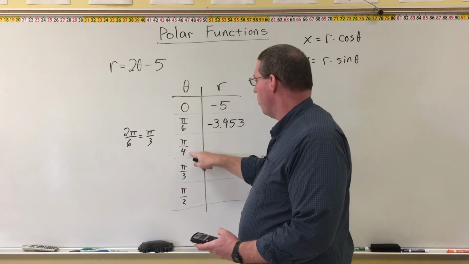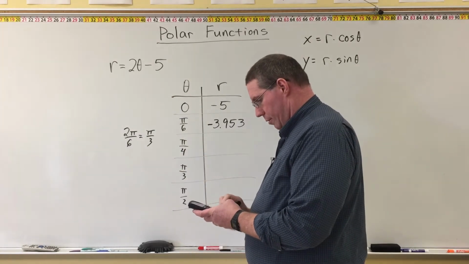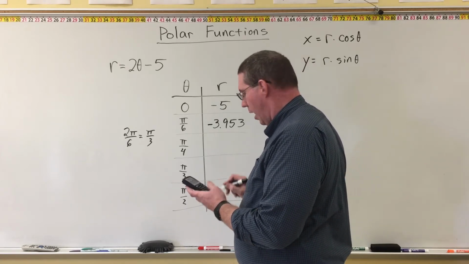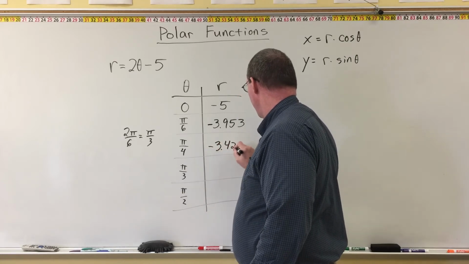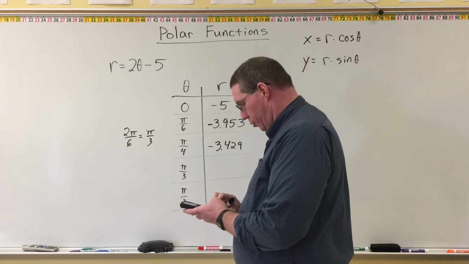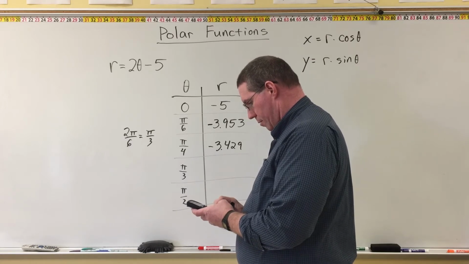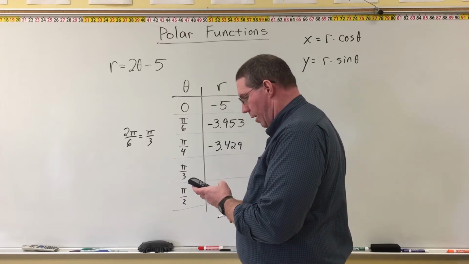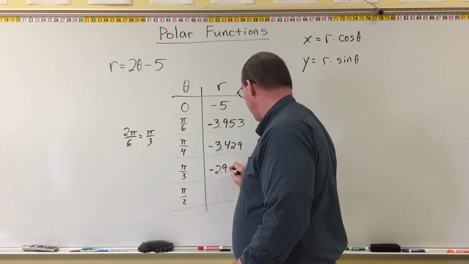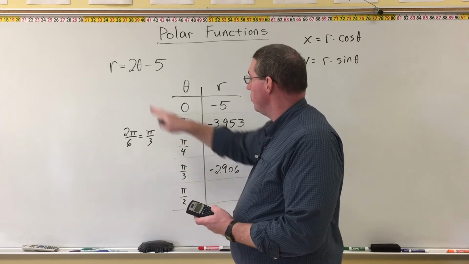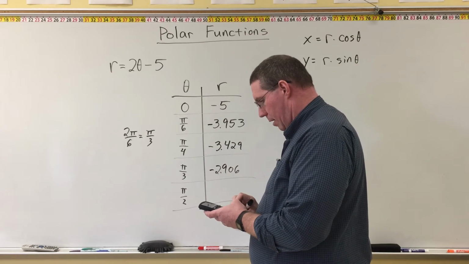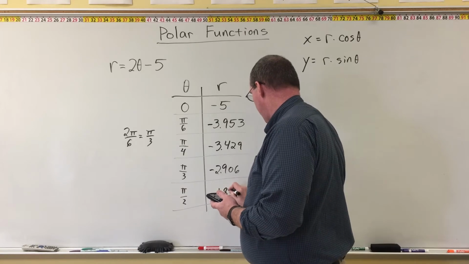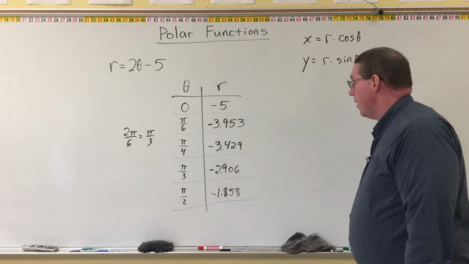Negative 3.953. Now let's try pi over 4. So 2 times pi over 4 is the same thing as pi over 2. All right, and then we're going to subtract 5, and we get negative 3.429. Then we're going to do pi over 3. So 2 times pi over 3 minus 5 gives us negative 2.906. And now we're going to put in pi over 2. 2 times pi over 2 is the same thing as pi, minus 5 gives us negative 1.858.